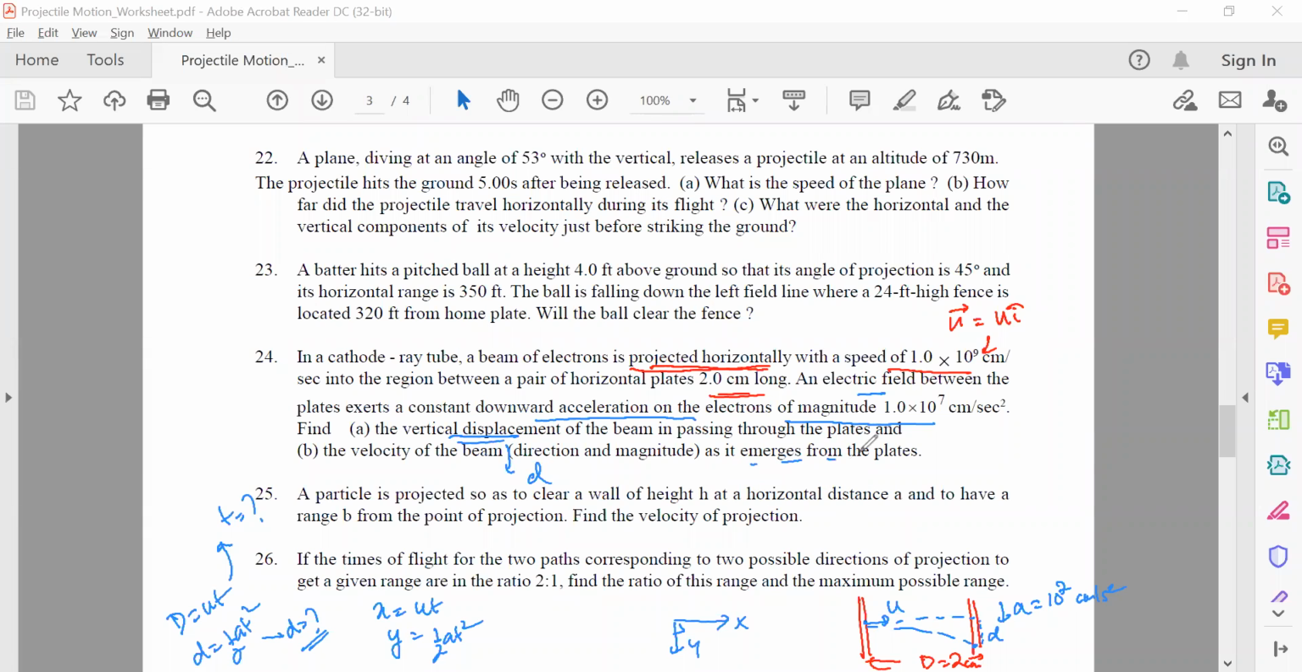And the velocity as it emerges will become u i cap plus some vertical component j cap, and that vertical component will be at. So a is given to you, and t you have calculated from this first equation. So this equation becomes 2 centimeters is equal to, what is the projection speed now? 10 raised to power 9 centimeters per second, into time. So you can see the time is 2 nanoseconds.